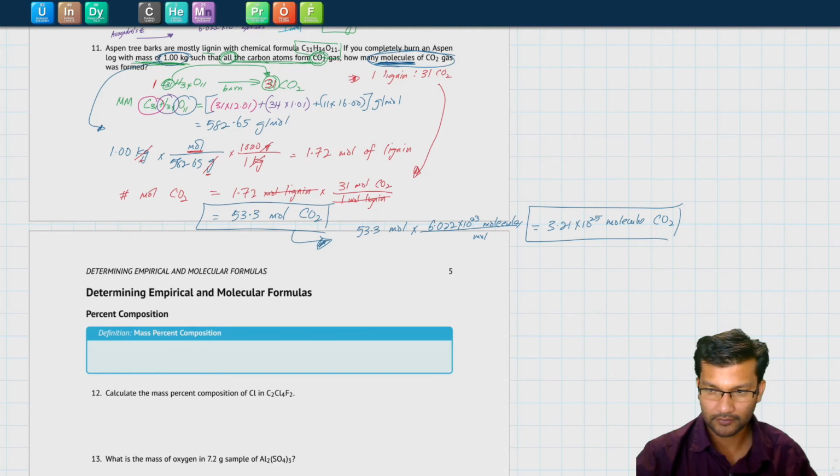Now all we have to do is use Avogadro's number to convert that number of moles of carbon dioxide to molecules of carbon dioxide, always remembering the number of significant figures.